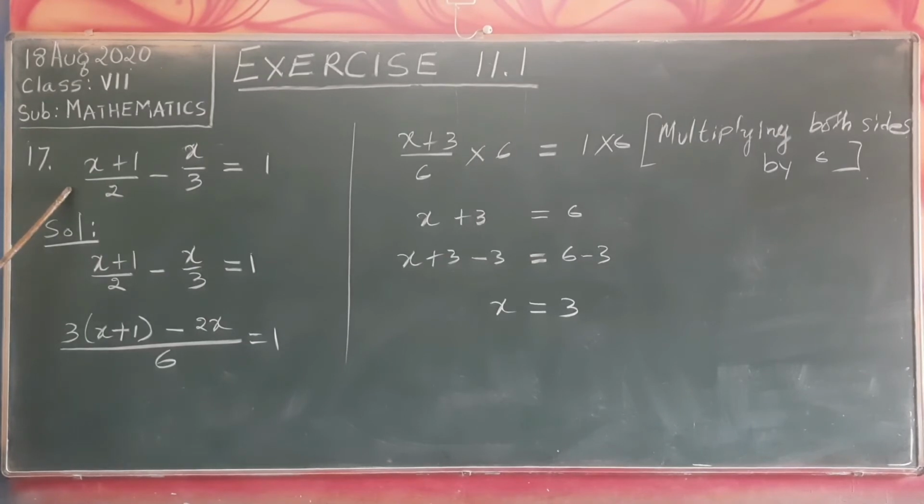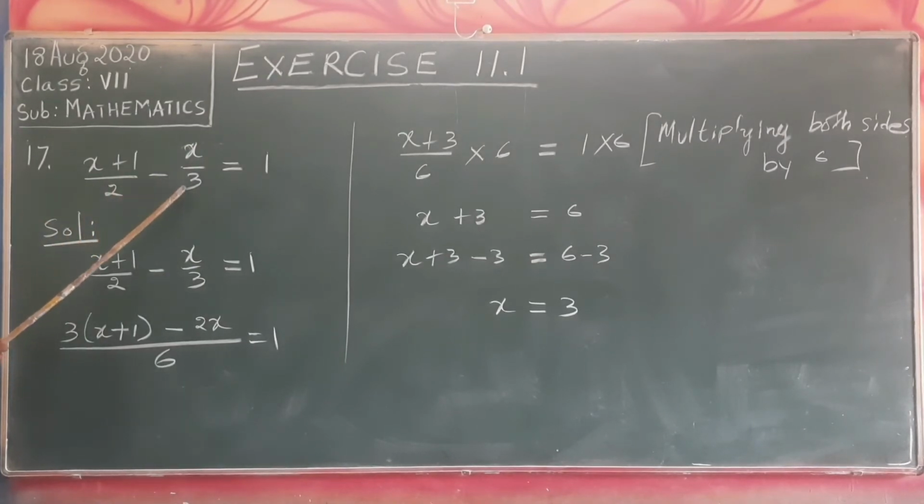17th question. x plus 1 upon 2 minus x upon 3 is equal to 1. Solution. 2 and 3 are the denominators, so you have to find the LCM of these. So the LCM we get is what? 6. So in the numerator we get (x plus 1) multiplied by 3 and minus 2x, is equal to 1.